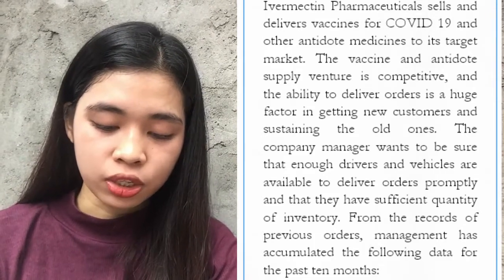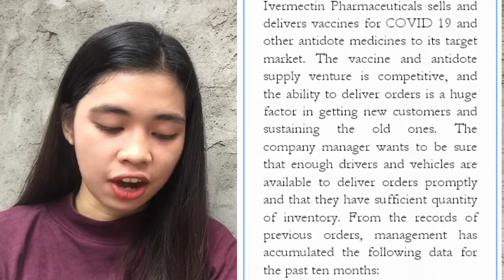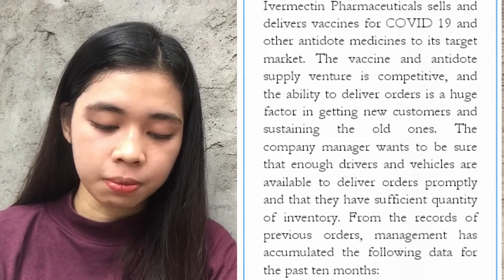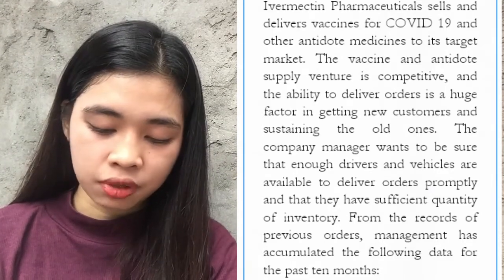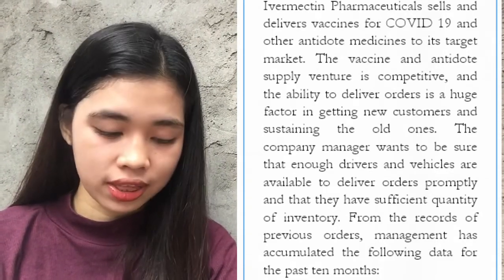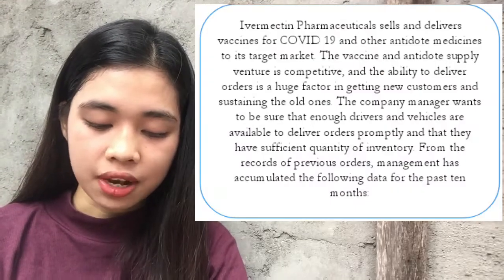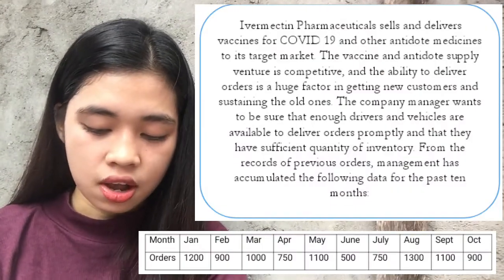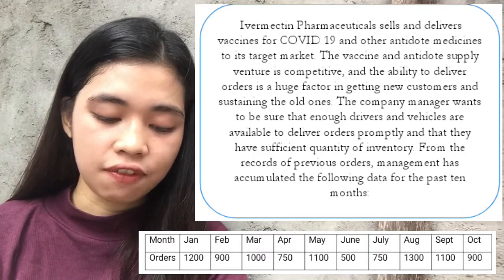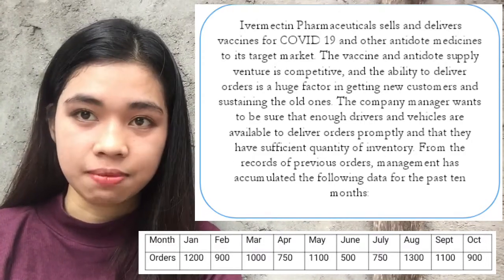The company manager wants to be sure that enough drivers and vehicles are available to deliver orders promptly and that they have a sufficient quantity of inventory. From the records of previous orders, management has accumulated the following data for the past 10 months.